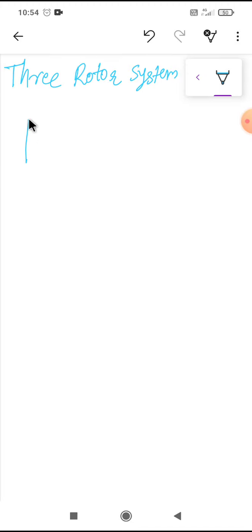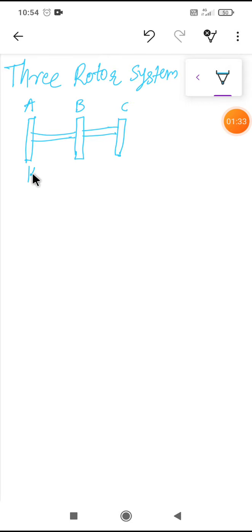So suppose this is the first rotor, this is the second rotor, and this is the third rotor. Suppose this is rotor A, rotor B, and this is rotor C. The distance between rotor A and rotor B is L1, and the distance between rotor B and rotor C is L2. Suppose the moment of inertia of rotor A is IA, of rotor B is IB, and of rotor C is IC.